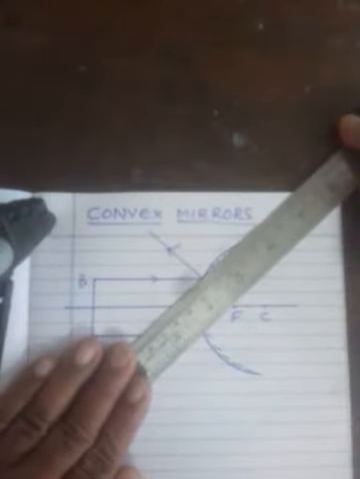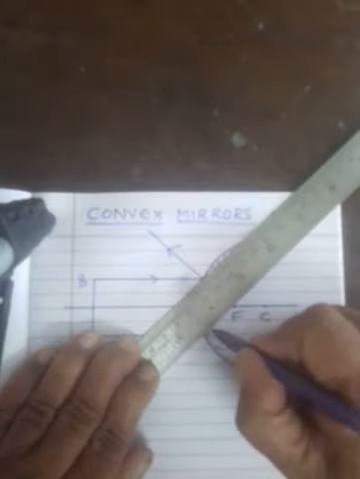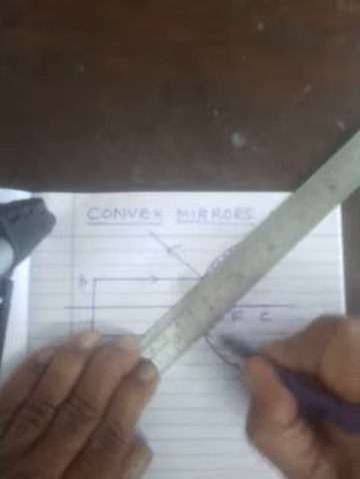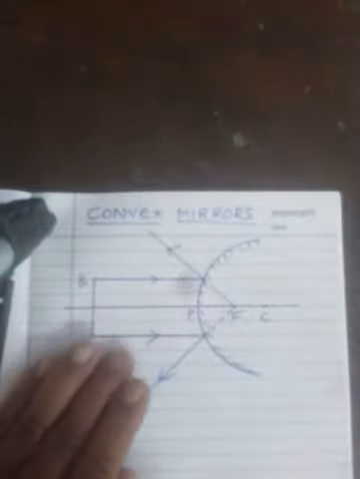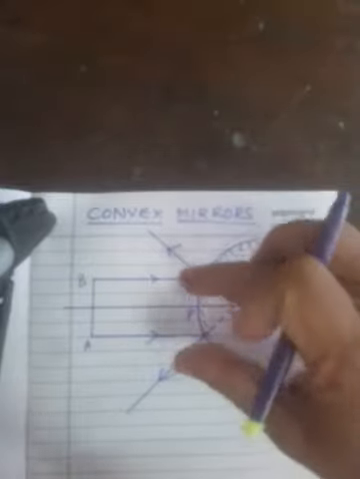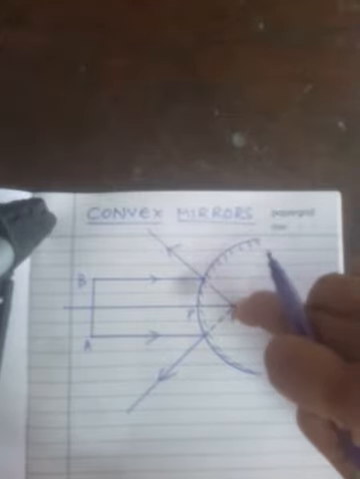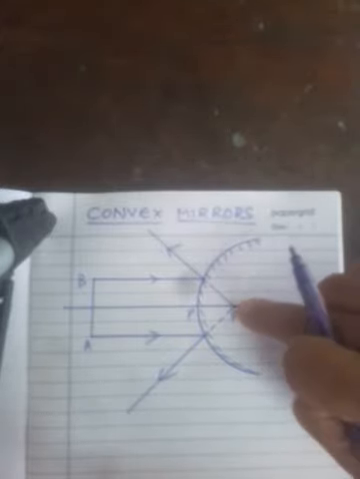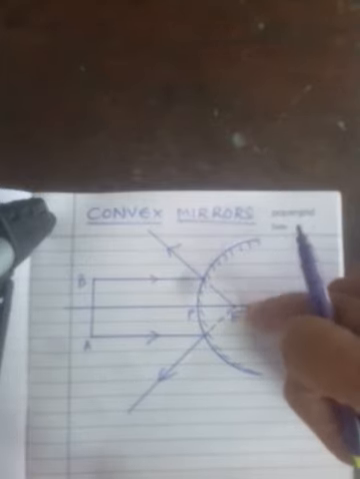You can watch it carefully. From focus, draw one dotted line and produce it this side. So these are the two reflected rays, and these two reflected rays are originating from focus. You can see on this side they never meet in front of the mirror, but behind the mirror they are meeting at the focus. So the image is formed at F. It is point sized, and it is virtual.